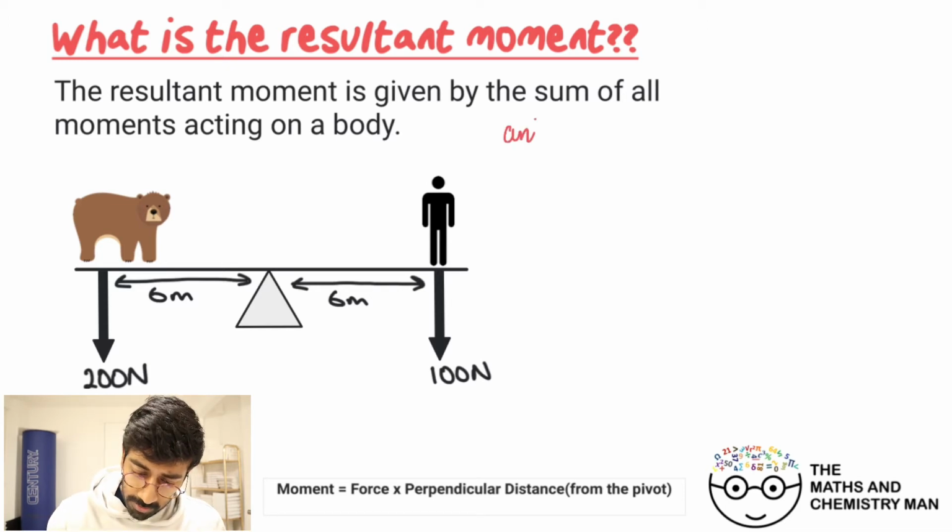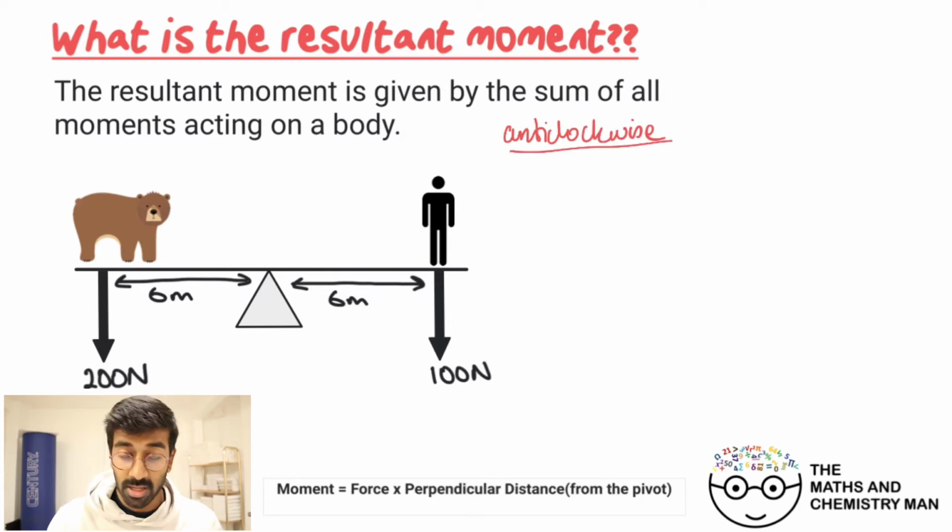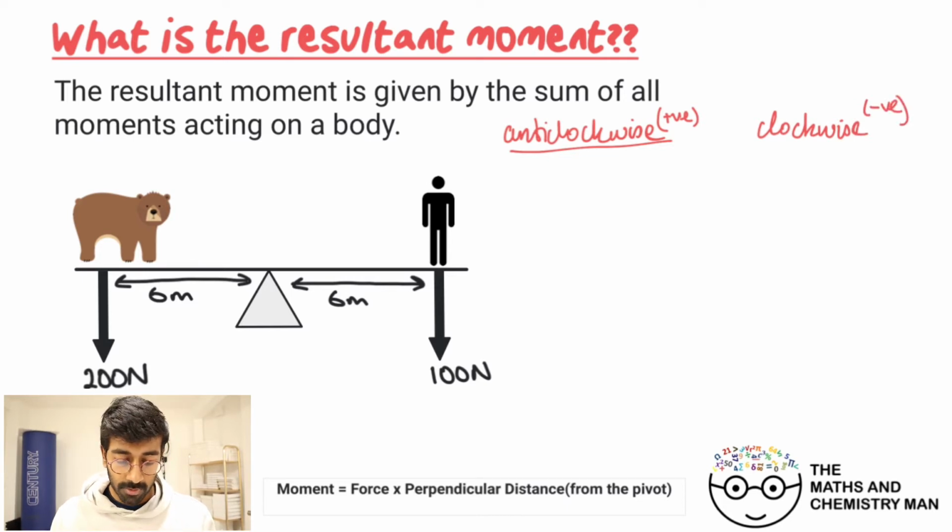Now from the first video, hopefully you've also learned that an anti-clockwise moment is generally given a positive sign and a clockwise moment is generally given a negative sign. So for the bear, again, hopefully from the first video, you'll be able to tell that the bear is going to create an anti-clockwise moment as he's going to tip the seesaw down that way there. So to work out the moment for the bear, quick reminder, the formula for a moment is the force times the perpendicular distance from the pivot. Make sure you remember that.